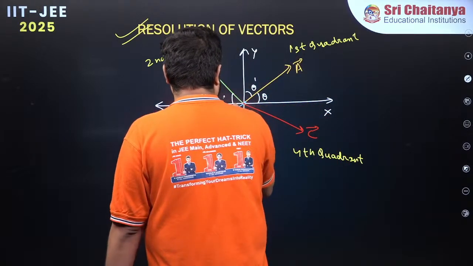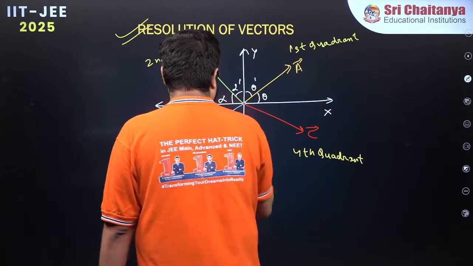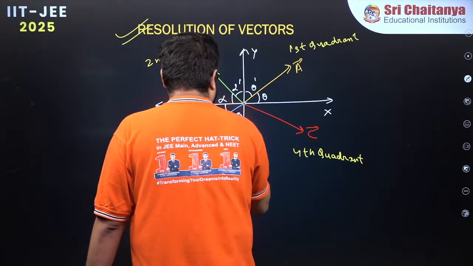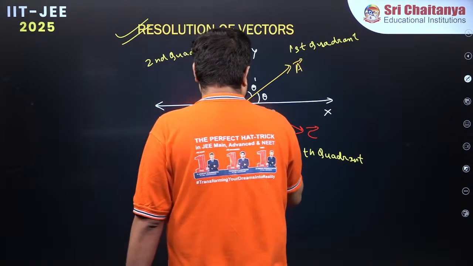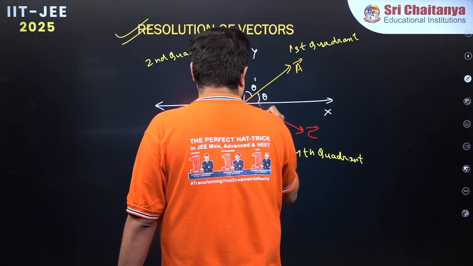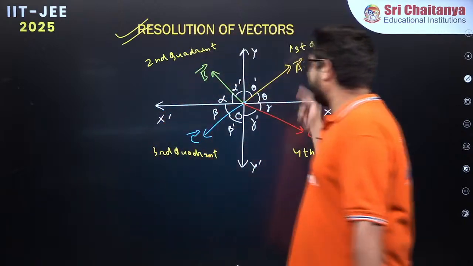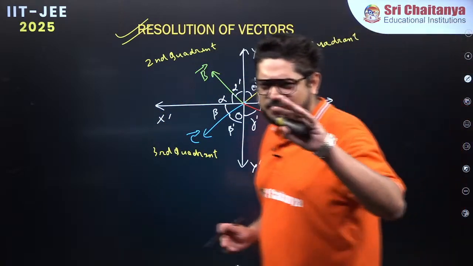Let's say this angle is alpha, this is alpha dash. Let's say this is beta dash. These are the angles, everyone. And let's say this is gamma, gamma dash, and this is gamma. I hope the diagram is clear to everyone. So what we are trying to do?